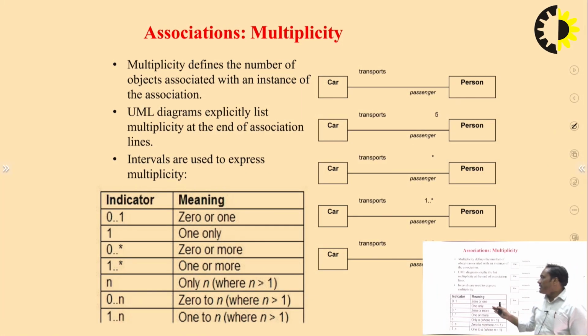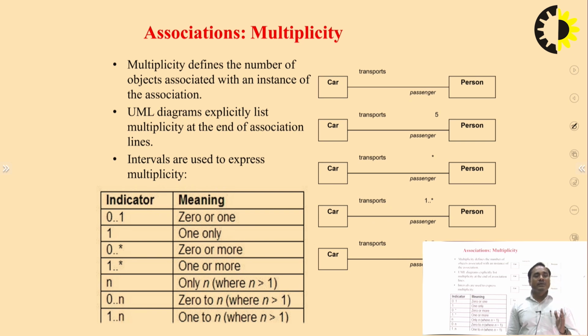So the indicator 0..1 shows 0 or 1 connection. 1 shows only one connection. 0..* shows 0 or more connections. 1..* shows 1 or more connections. n represents only n, where n is greater than or equal to 1 connection. 0..n shows 0 to n connections, and 1..n shows 1 to n connections. So these are the indicators and these are the meanings.